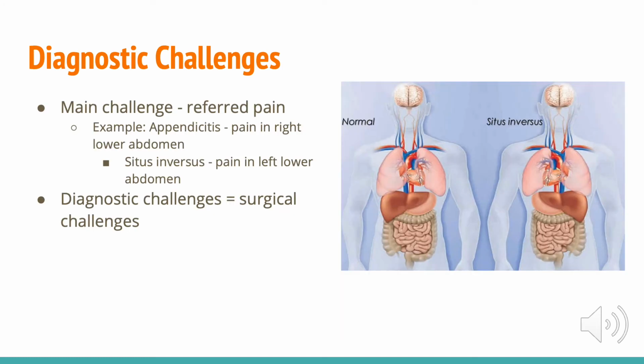One of the main diagnostic challenges is referred pain. An example of this is appendicitis. This condition causes pain in the right lower abdomen. An individual with situs inversus would have pain in their left lower abdomen. This would make it difficult to diagnose the issue as well as performing surgery if needed. These diagnostic challenges lead to surgical challenges.